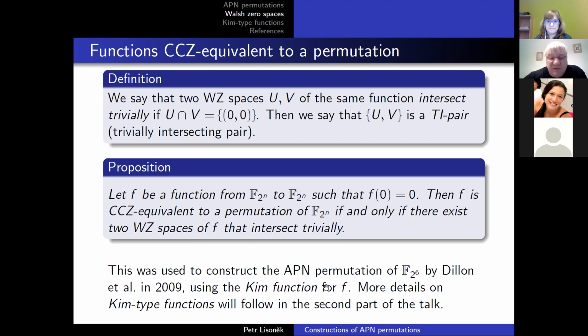So this was what they did numerically. Dillon and his students presented it at the FQ9 conference. Kim, I believe, is the first name of one of the three students that worked with him, and that's why the function f that they used in this construction is called a Kim function. That will be the second part of the talk. As I said, they only use the WZ spaces implicitly. They have an equivalent presentation in terms of binary linear codes, but it's implicit in there.